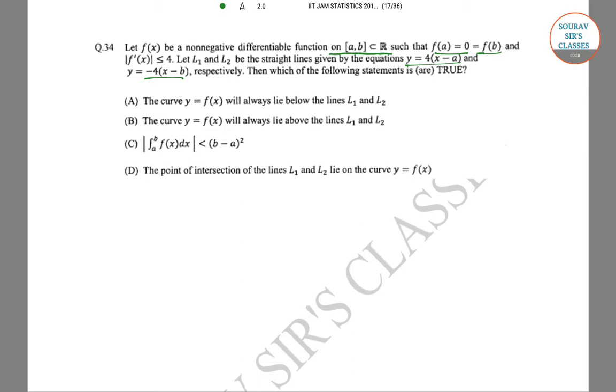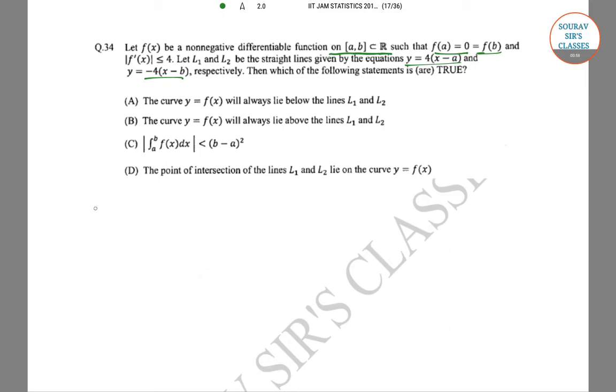lines L1 and L2, and the other options are: the integral from a to b of f(x) is less than (b - a) squared; the point of intersection of the lines L1 and L2 lies on the curve f(x). So this is a multiple select question and we have to analyze each option one by one.